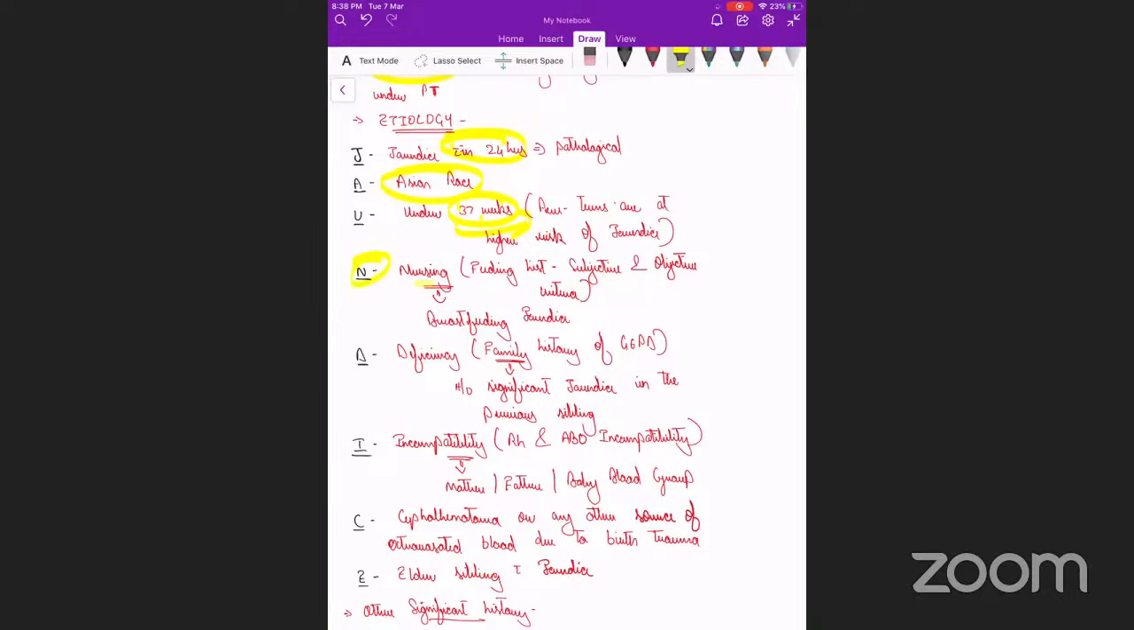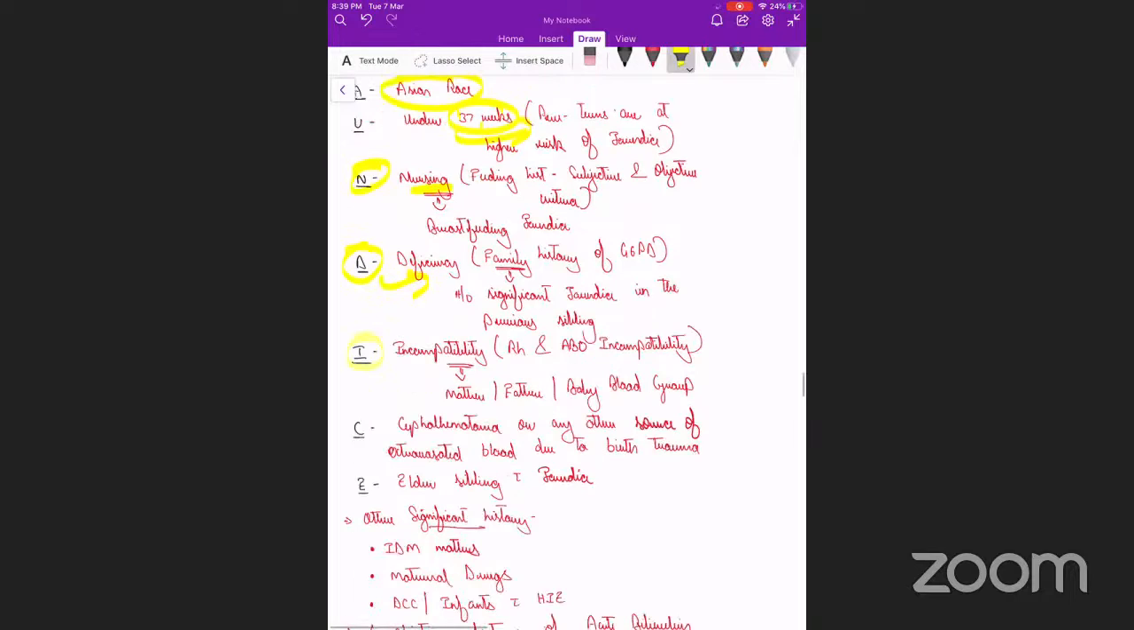Okay, N is nursing. Nursing is nothing but the feeding history. Again, breastfeeding jaundice can occur if the baby is not breastfed properly. So the history of breastfeeding becomes important. Okay, D is for deficiency. Deficiency is nothing but any enzyme deficiencies that are present, like G6PD, family history of G6PD, or history of significant jaundice present in the previous sibling. Okay, so D is for deficiency.